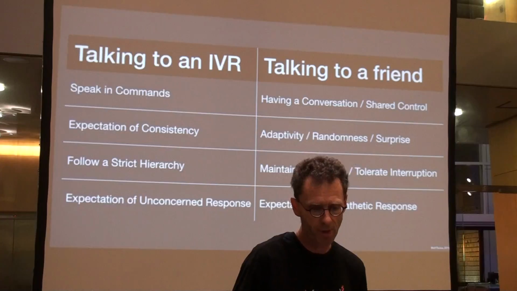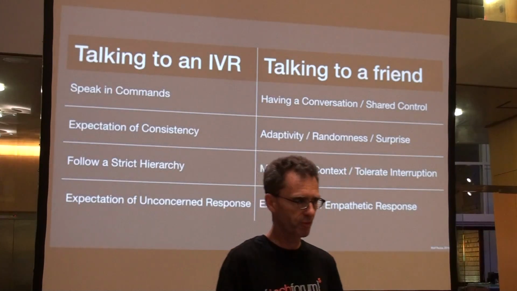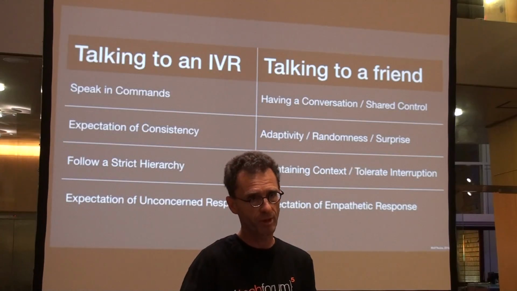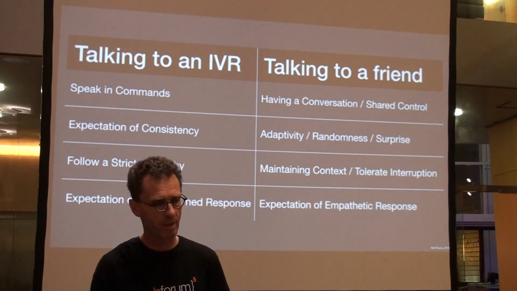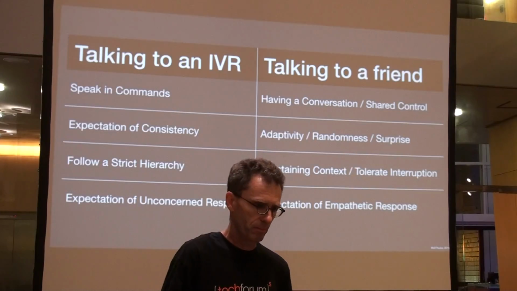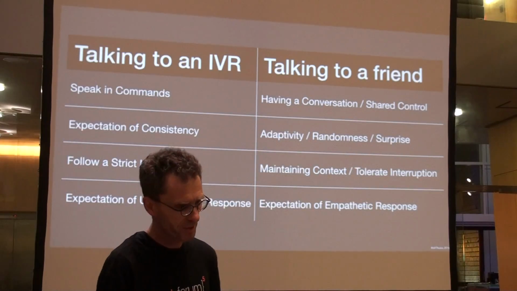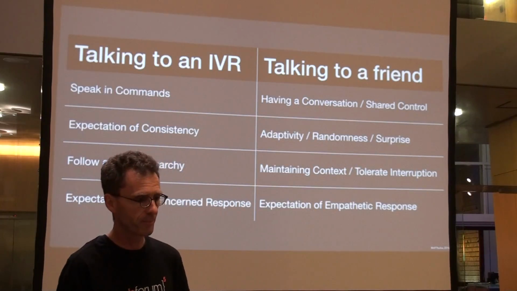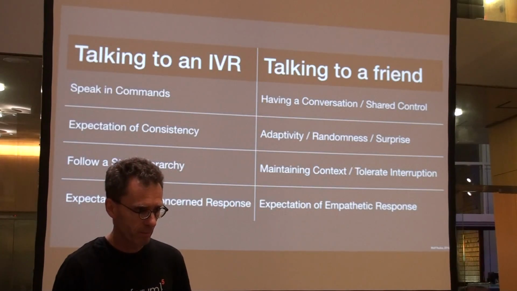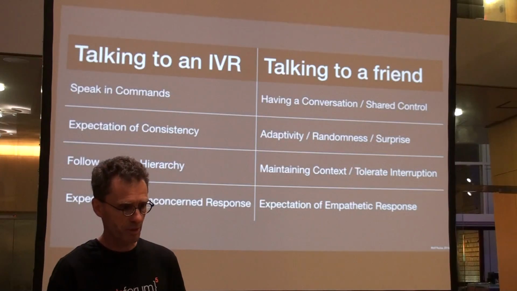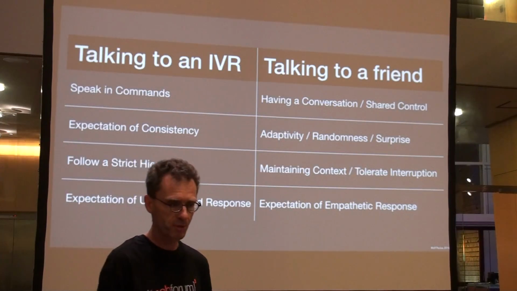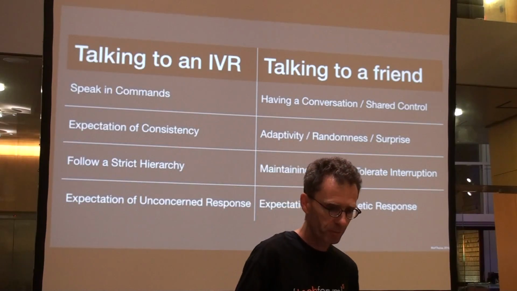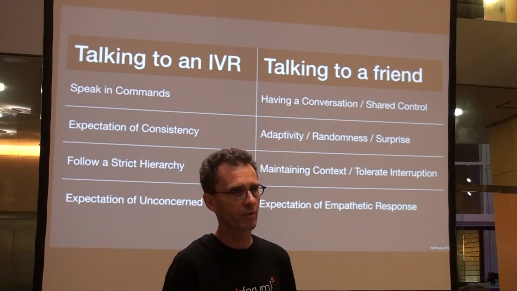It's all different when you talk to a friend. You have a real conversation with shared control. That means your friend can take the conversation in a whole new direction if he likes. We expect that the conversation is adaptive, that there's some randomness, maybe even surprise. We maintain context in the conversation, but we tolerate small interruptions. Most of all, we have an expectation of an empathetic response.